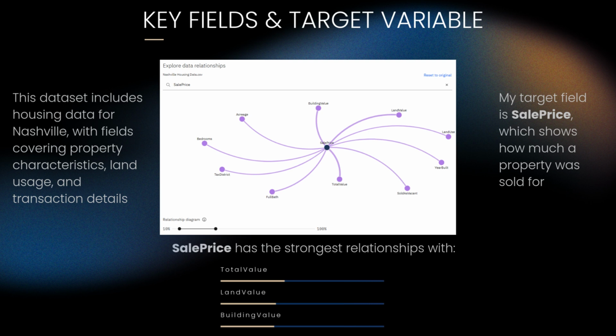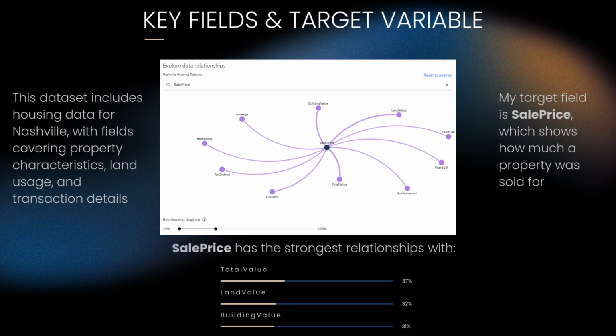Before digging into relationships or trends, I started by reviewing the structure of the dataset. All of these fields capture different aspects of the residential property transactions in Nashville. This includes location, sales price, tax details, and physical characteristics like square footage and number of bedrooms.